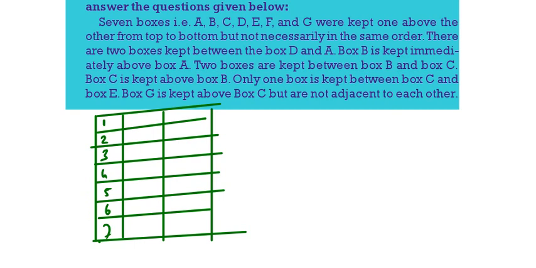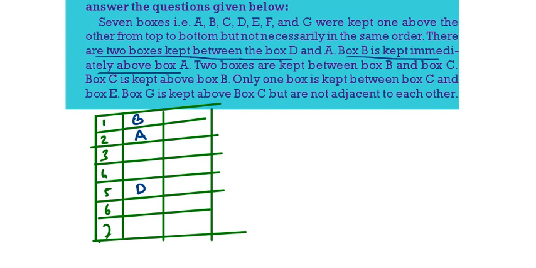See the first thing. There are 2 boxes between D and A. B is kept immediately above A. So here you take A. B is kept immediately above A. 2 boxes between A and D. So this is D. This is the first case.